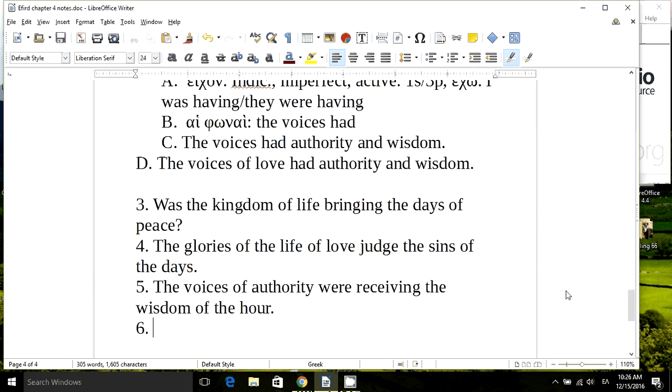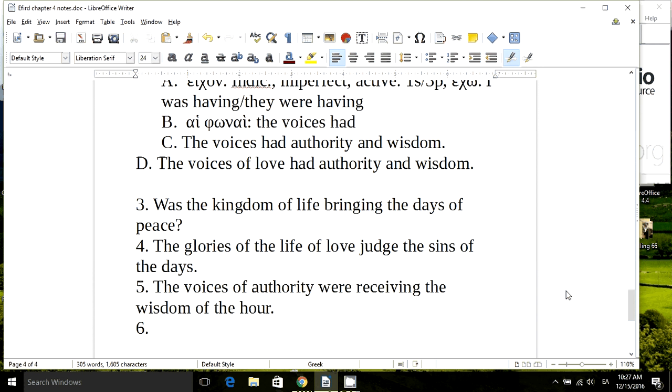Do I have a nominative to help me decide? Yes, I do. Hai kephalai, the heads. So I've got the heads were saving. What were they saving? Anything in the accusative to be a direct object? Yes. Tein basileian. The heads were saving the kingdom.